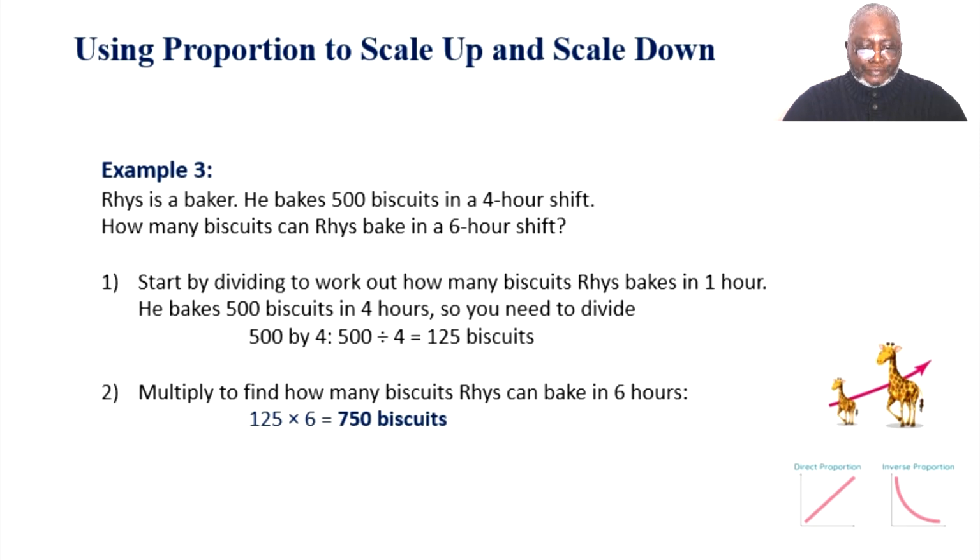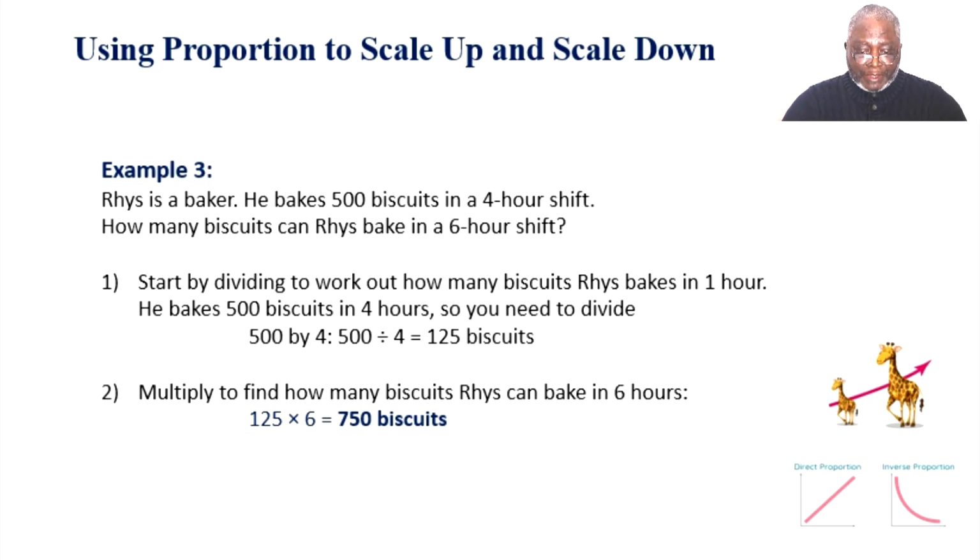Example 3. Reese is a baker. He bakes 500 biscuits in 4-hour shifts. How many biscuits can Reese bake in a 6-hour shift? The same principle applies. Start by dividing to work out how many biscuits Reese can bake in 1 hour. He bakes 500 biscuits in 4 hours, so you need to divide 500 by 4, which will give you 125 biscuits.